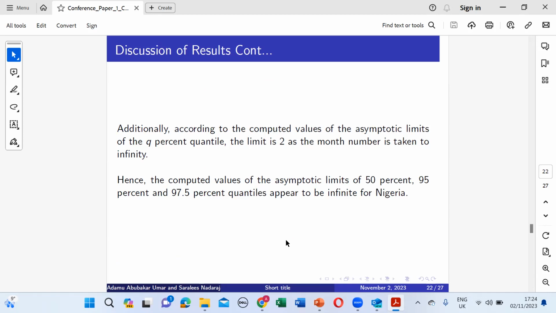It's the number of cases. Okay, I see. So the disease is not dying out. It's still going on. Okay. Yes. Thank you.